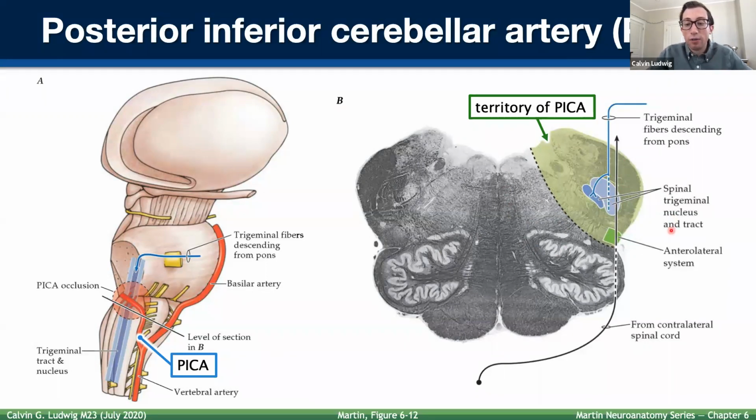It's an end artery, which means it has very little collateral flow from other vessels in the territory it serves. It's kind of isolated. Therefore, the dorsolateral portion of the medulla in green becomes infarcted when PICA is occluded. And the medial region of the medulla here is spared because there's collateral blood flow from the contralateral vertebral artery and the anterior spinal artery. So the occlusion of PICA produces a complex set of sensory motor deficits termed lateral medullary syndrome or Wallenberg syndrome.